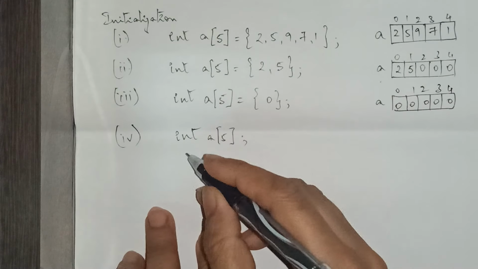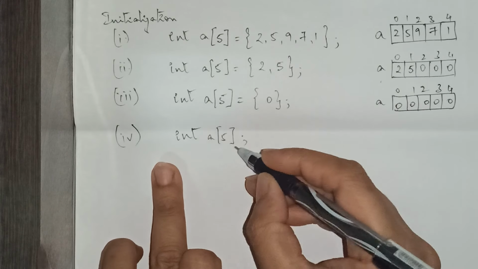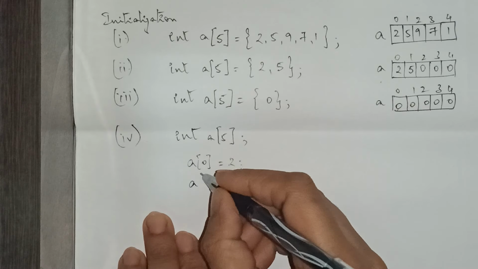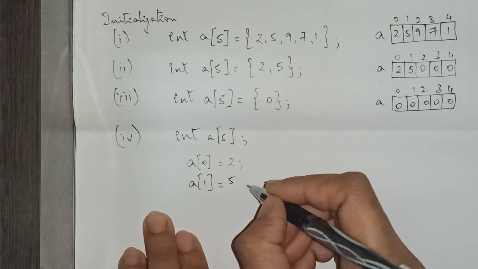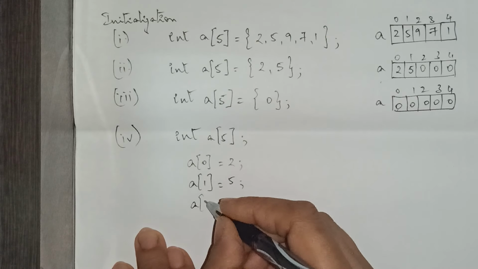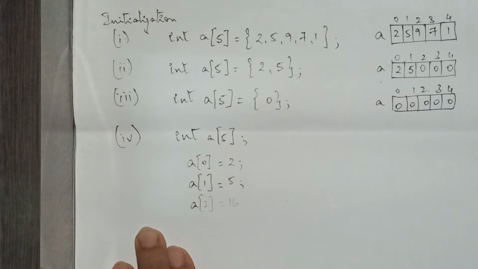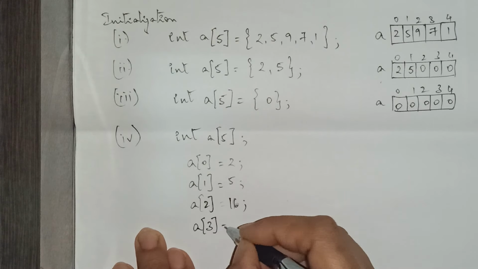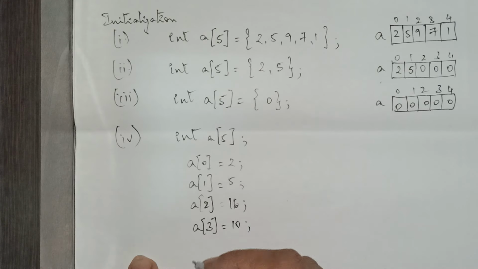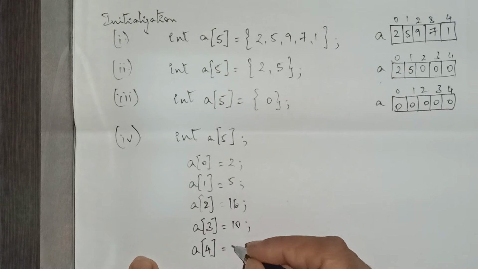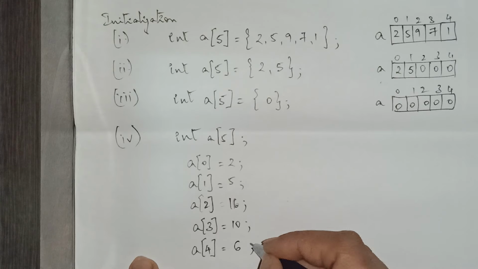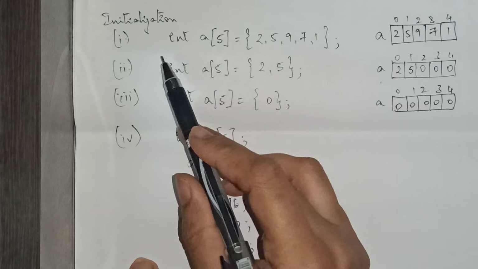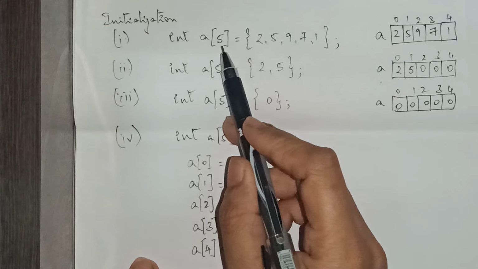Okay. Now the other way of initializing is int a of 5. Now a of 0 is equal to 2. A of 1 is equal to 5. A of 2 is equal to say 16. A of 3 is equal to say 10. A of 4 is equal to say 6, right?